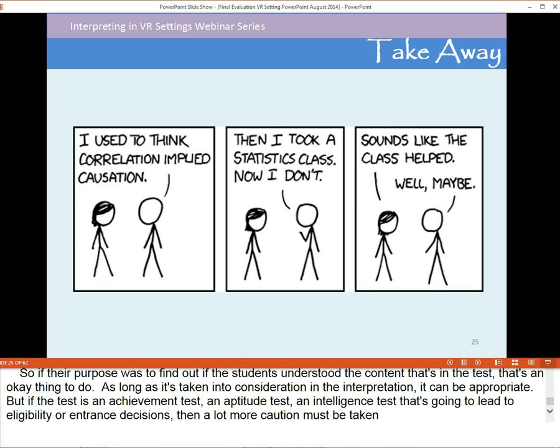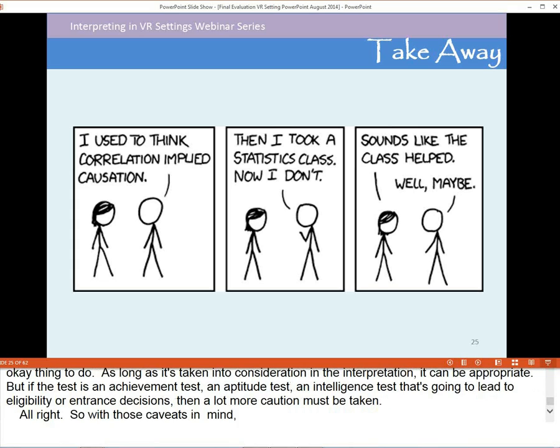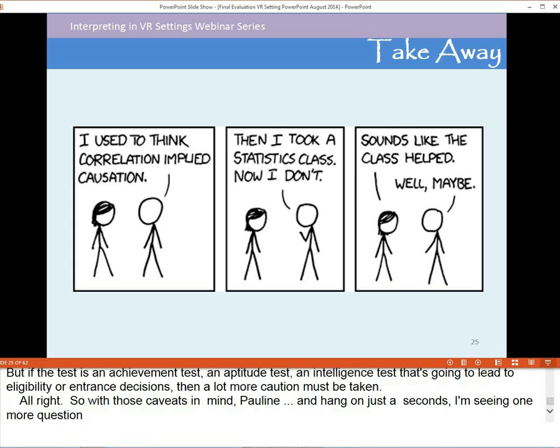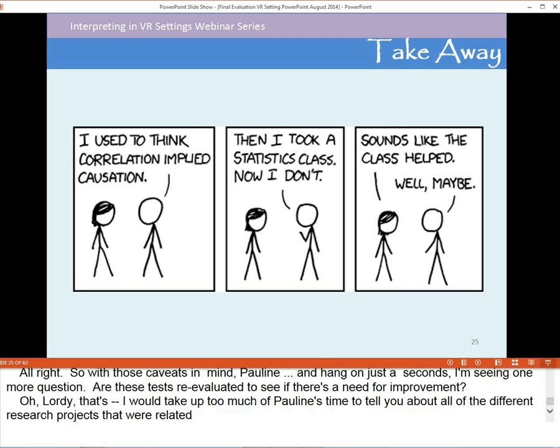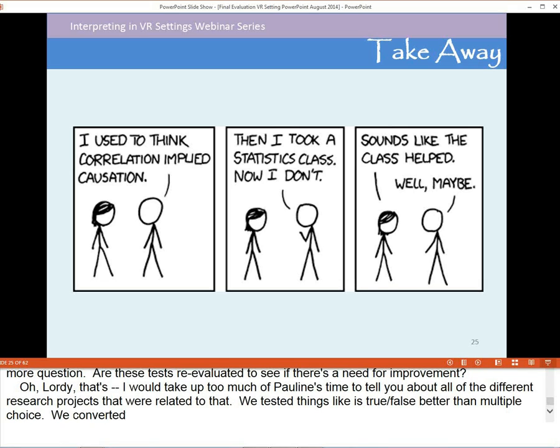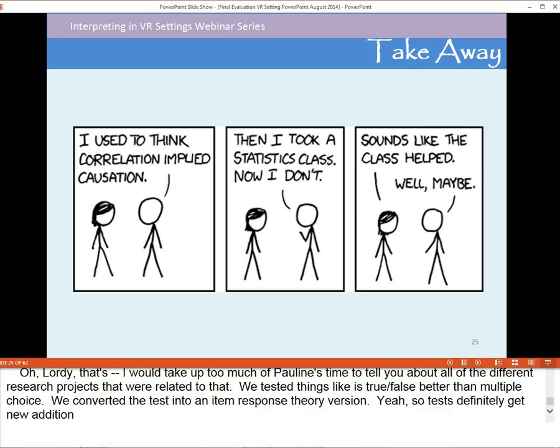All right, so with those caveats in mind, Pauline, and hang on just a second, I'm seeing one more question. Are these tests reevaluated to see if there's a need for improvement? Oh Lordy, I would take up too much of Pauline's time to tell you about all the different research projects that were related to that. We tested things like is true-false better than multiple choice? We converted the test into an item response theory version. So tests definitely get new additions as you go along. Okay, Pauline?